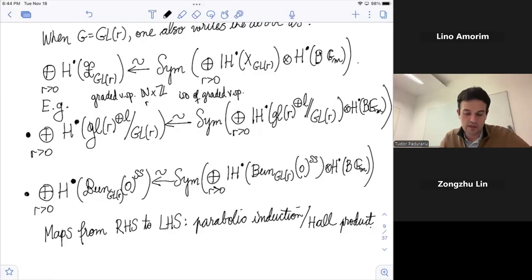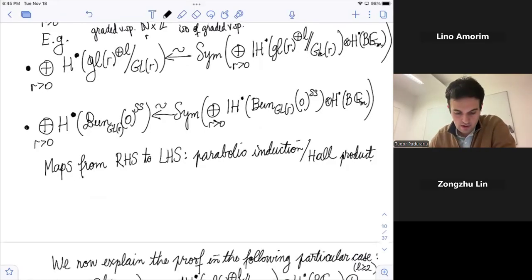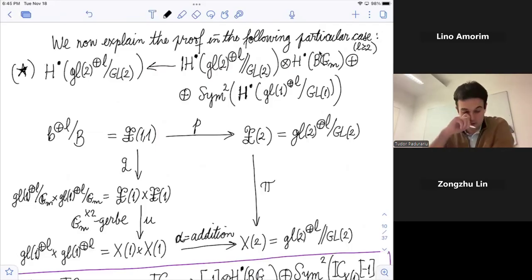So how to define a map between the two sides? One uses parabolic induction for a general group G, or the whole product in type A. These are some examples, and as I mentioned last time, my plan now is to actually explain the proof by focusing on one particular example. It is the example of the L-loop quiver.